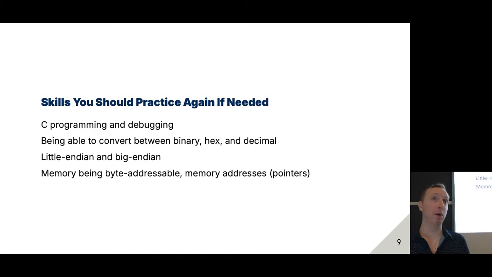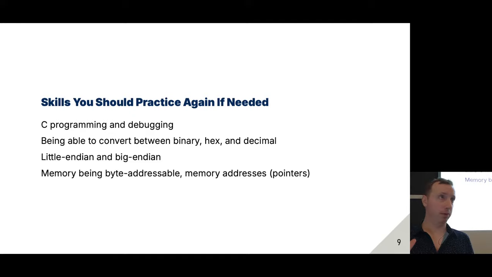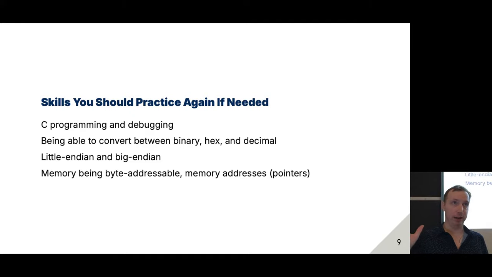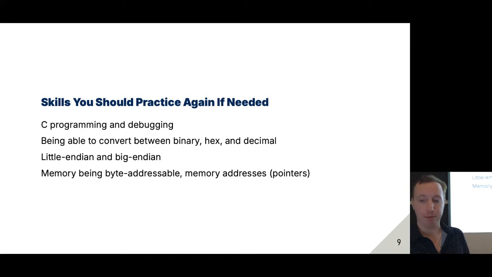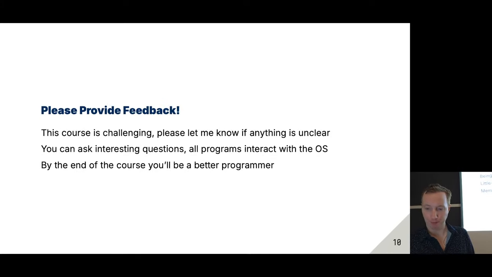And then the most important thing that you should definitely, definitely know is that memory is byte addressable. So the smallest unit you can use is a byte, which is 8 bits. People really tripped up on that. So that is all memory is. It's just a bunch of bytes. And memory addresses are just pointers. So they mean the same thing.